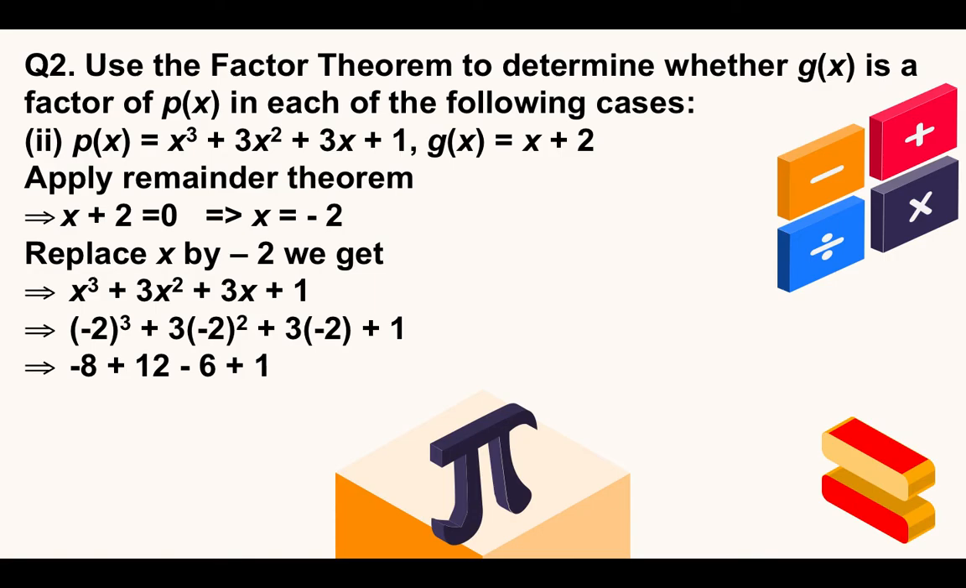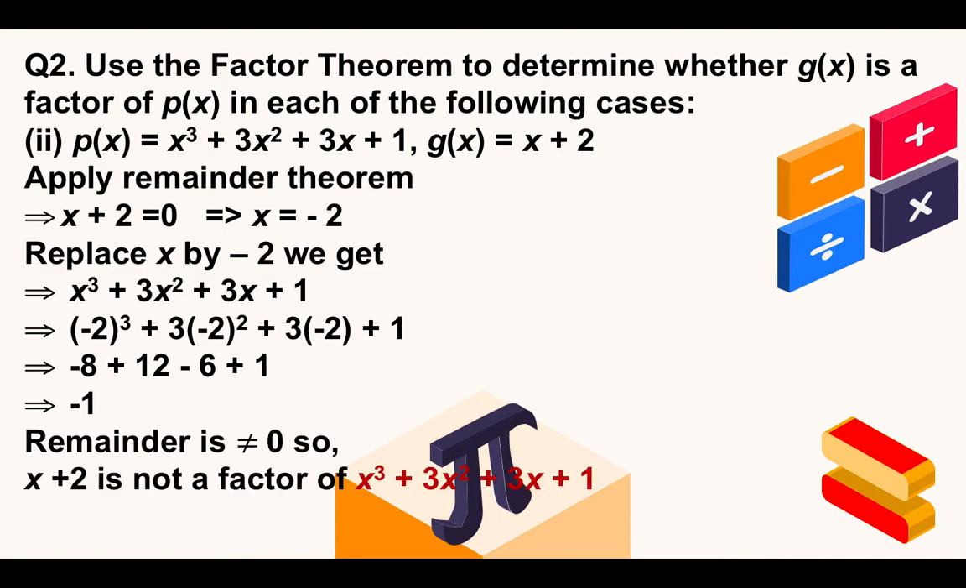3 multiplied by minus 2 square. Minus 2 square is 4. So 3 multiplied by 4 will give me 12. 3 multiplied by minus 2 will give me minus 6, and plus 1. So I get the remainder as minus 1. So the remainder is not equal to 0. Therefore, I can say that x plus 2 is not a factor of x cube plus 3x square plus 3x plus 1.